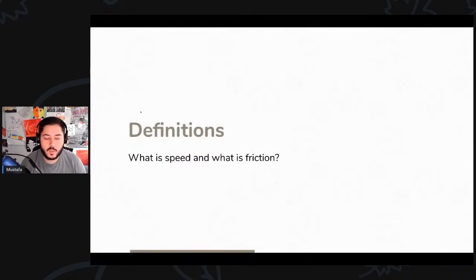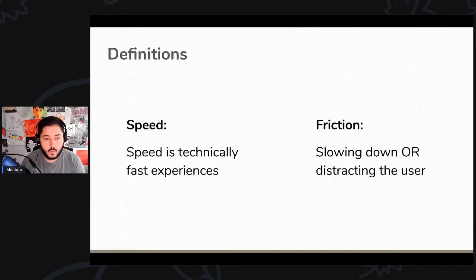When we're talking about speed and friction, first it's really clear to see what the definitions of these are, just so that we're not confused by these two topics. When I'm talking about speed, I'm talking about technically fast experiences and how you can actually make sites technically fast, from minified code to loading CSS up front to small images. When I'm talking about friction, what I'm getting at is how we can deliberately slow down the user to make the experiences seem faster. Now, this may seem contradictory, but don't worry, this will make perfect sense.